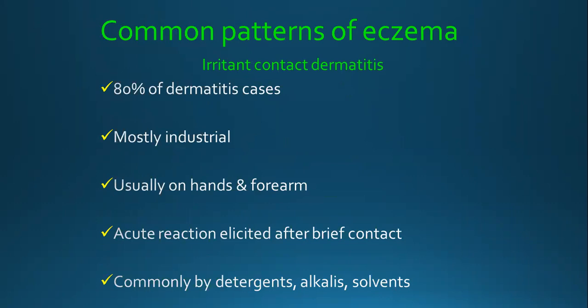Common patterns of eczema. Now, first we come to the exogenous types, that is contact dermatitis. 80% of dermatitis is irritant contact dermatitis, mostly industrial, usually on hands and forearms. Acute reaction elicited after brief contact, commonly by detergents, alkalis, and solvents. It's important to know that irritant contact dermatitis is often of a similar reaction in most individuals.